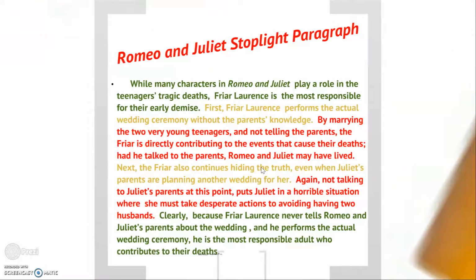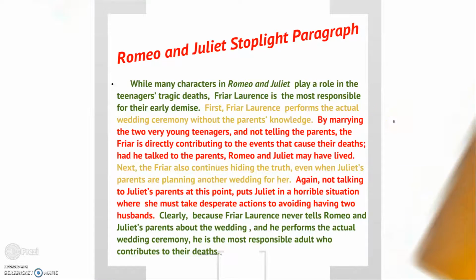So let's take a look at this paragraph, coming from a student essay from another class. "While many characters in Romeo and Juliet play a role in the teenagers' tragic deaths, Friar Lawrence is the most responsible for their early demise." Again, I would like to see a "because" there, but that's a clear analytical point. So what does the student do?